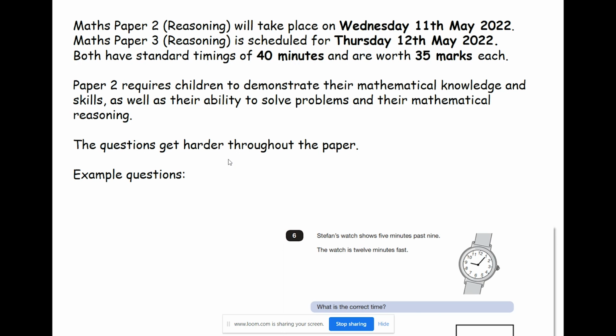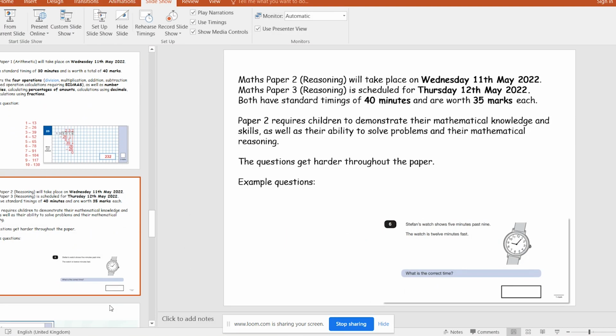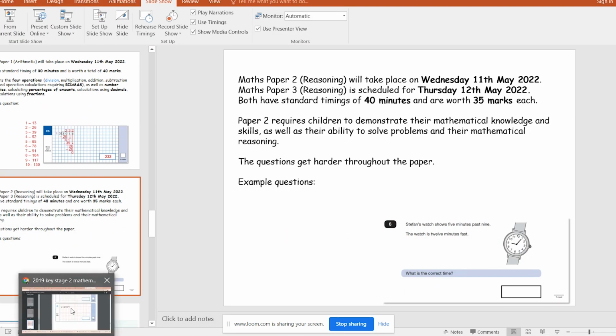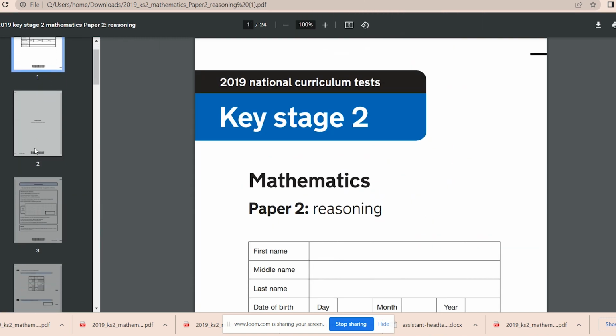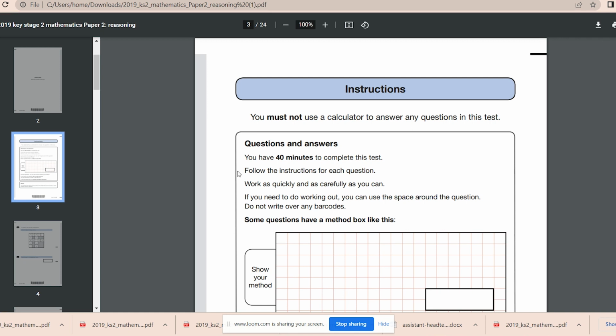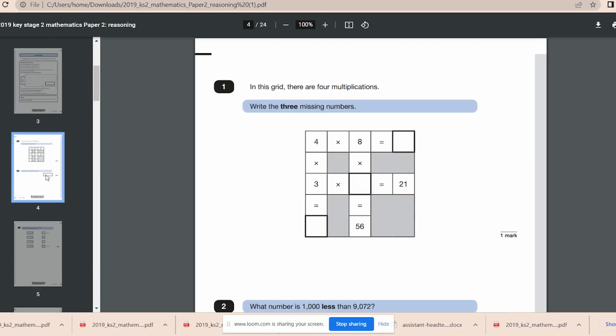The reasoning papers also cover a variety of different topics, such as shape, coordinates, data handling, bar charts, line graphs, pie charts. So it does cover a variety of different areas. Let's take a quick look now at the first reasoning paper. The paper's out of 35 marks, this one, and they have slightly longer to complete. It's a 40-minute test. Okay, it is timed.